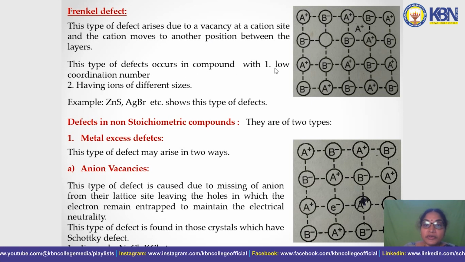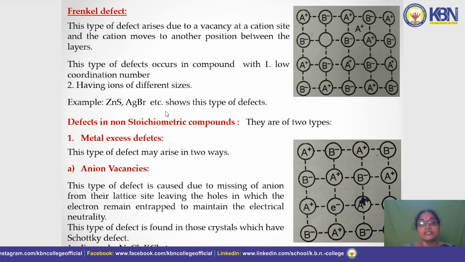This kind of defect occurs in compounds which have a low coordination number and ions of different sizes. For example, zinc sulfide and silver bromide show this type of defect.